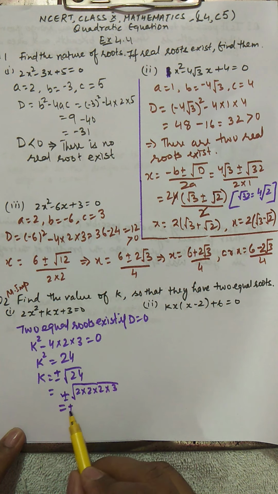Now this is a very important type, because here you will normally get questions like this, where they will give you the equation like this, where you have to simplify first and then you have to find the value of k.